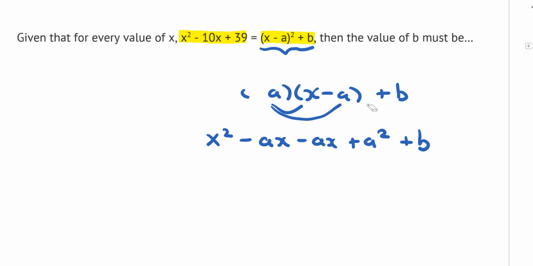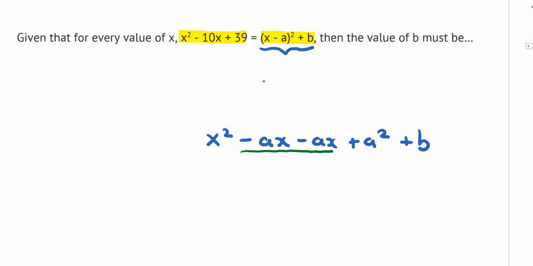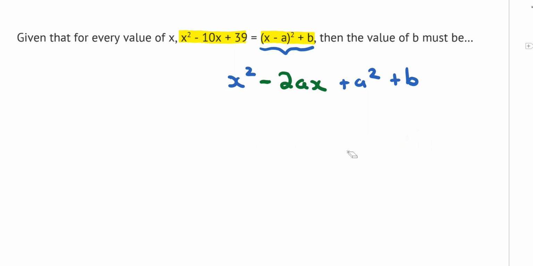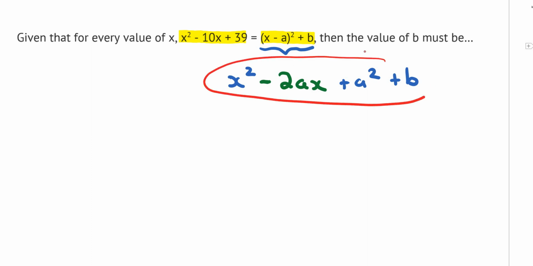And then if I erase all that, if I go ahead and collect like terms here, that gives me negative 2ax. And then I have my x squared there plus my a squared plus the b. Okay, so that's what happens if you just collect like terms and expand that. And we're saying that that expression here, this expression right here, is equal to this expression right there.